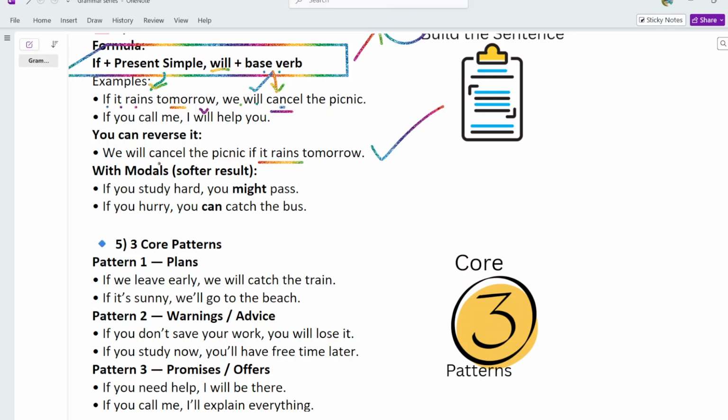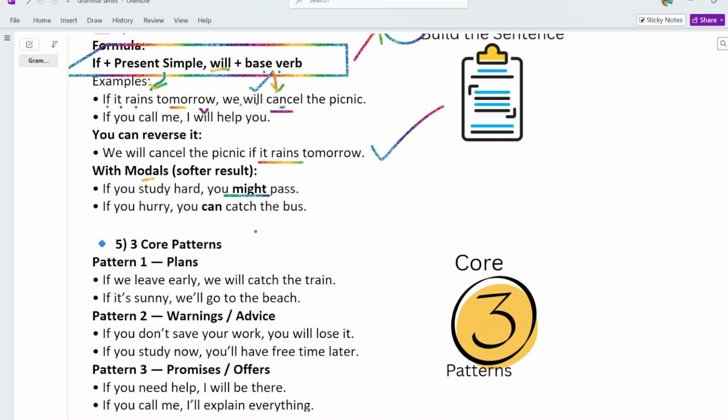Now, with modals, what happens is that your sentences often sound softer. So, for example, if you study hard, you might pass. If you hurry, you can catch the bus. Remember that the use of modals is also directly linked to sounding polite.